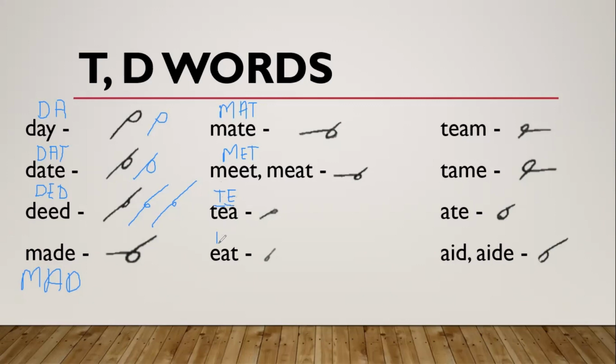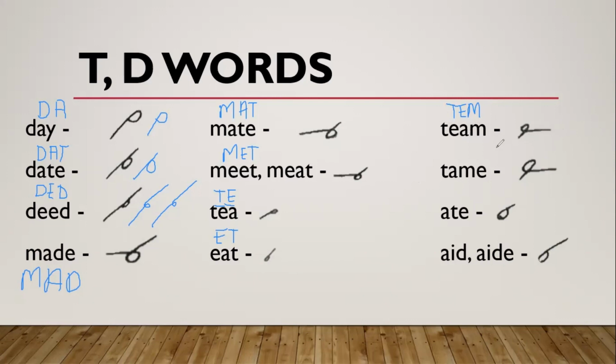How about eat? So E and T, eat. And how do we write this? You will write first E and T. So you will read this as eat. Okay, how about team? T, E, and M. Team. So you will write it as T, E, and M. Team.